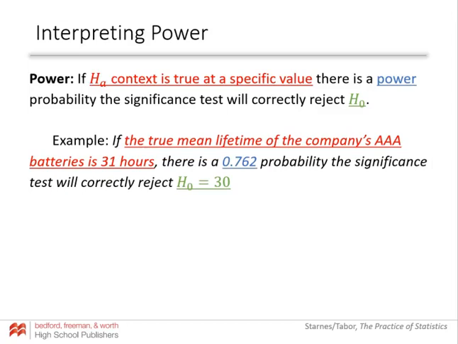And here is our interpretation sentence for power. So if, and they give you a number, so if the true mean lifetime of the company's batteries is 31 hours, if it actually is 31 hours, then there's a 0.762 probability that the test will correctly reject the null hypothesis that it is 30.